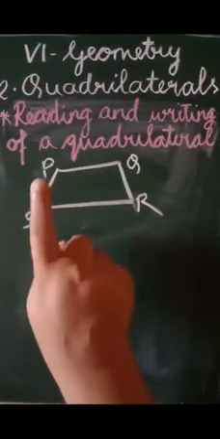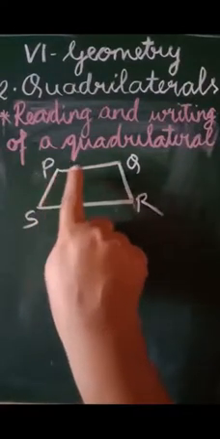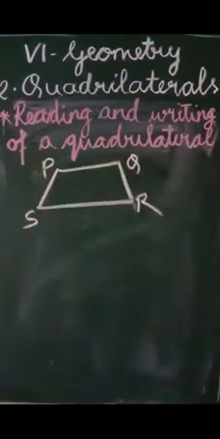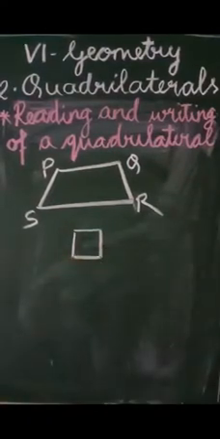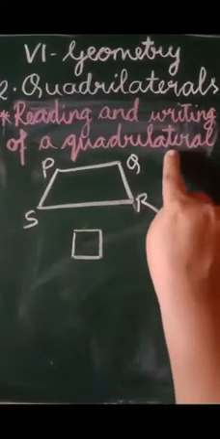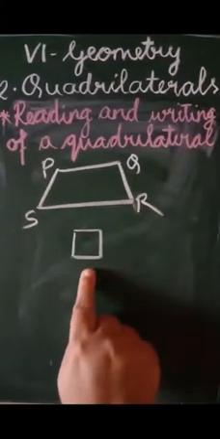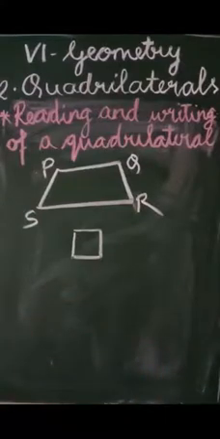You have to start from any vertex, then you have to go in a clockwise direction or in an anti-clockwise direction. Whenever you are writing the name of a quadrilateral, this symbol is used in place of the word quadrilateral. You will be saying quadrilateral so and so, but instead of writing the word quadrilateral, we are going to use this symbol. Now we will learn how to write the names clockwise and anti-clockwise.